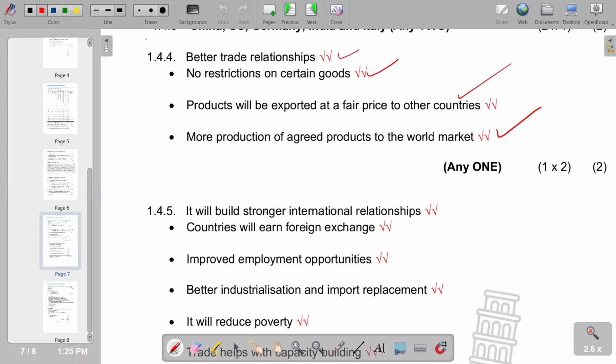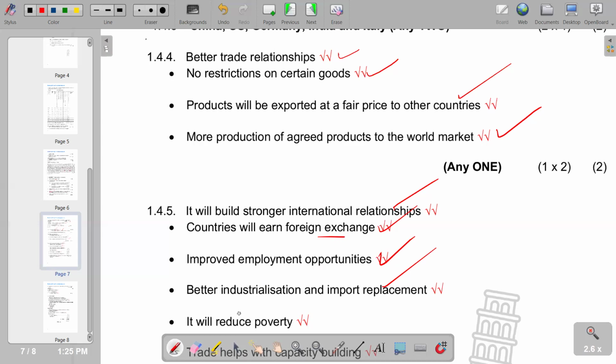We have a list of them, as we are saying, it will build stronger international relationships, countries with foreign exchange, improved employment opportunities. So foreign exchange is going to be earned by exporting, and we are having more exports, which means we are selling outside the country, and then obviously we get foreign currency in the process. Then we also have better industrialization and import replacement. Import substitution is going to take place. Instead of importing goods or services, we substitute them by producing in our local economy. So that is import replacement or import substitution.